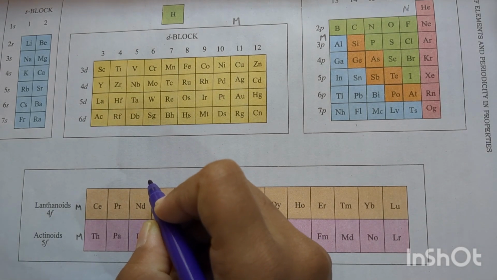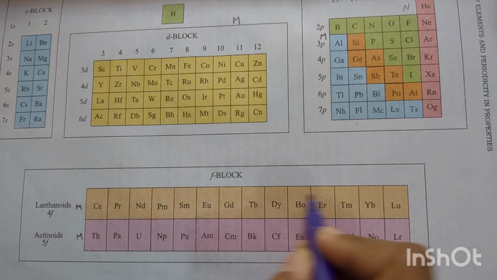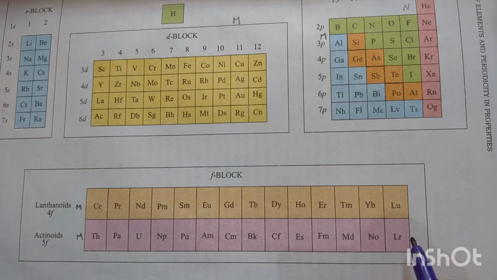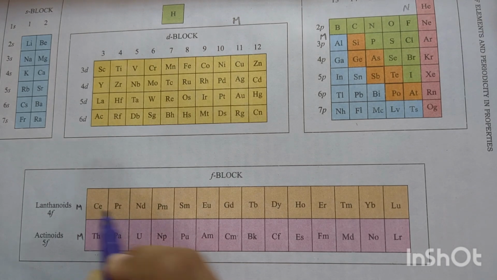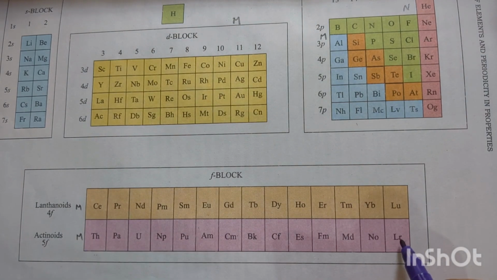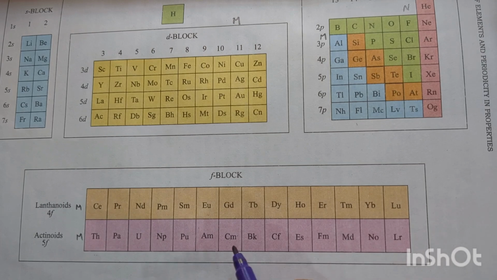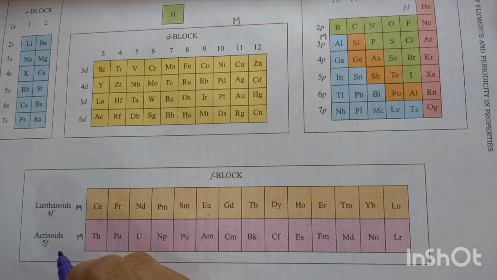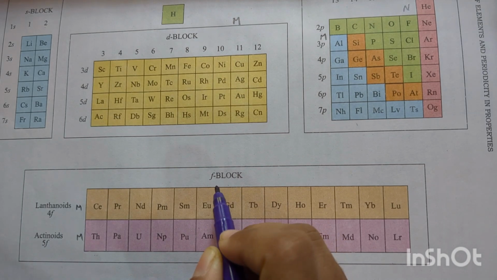So you see, the two rows of elements at the bottom of the periodic table are called lanthanoids and actinoids. Lanthanoids start from cerium to lutetium, and actinoids go from thorium to lawrencium. These two rows of elements, lanthanoids and actinoids, are the f-block elements, which are also called inner transition elements.